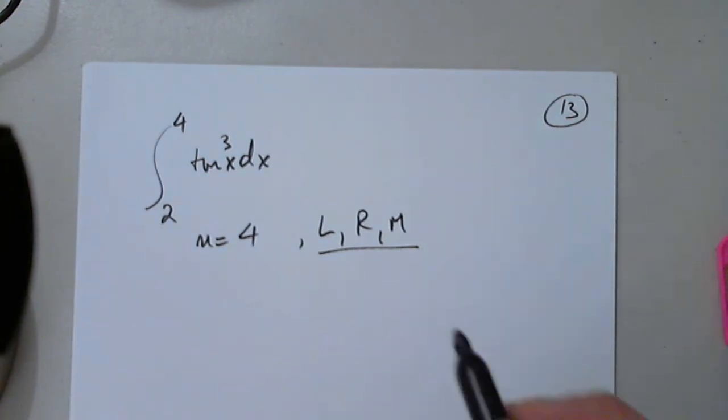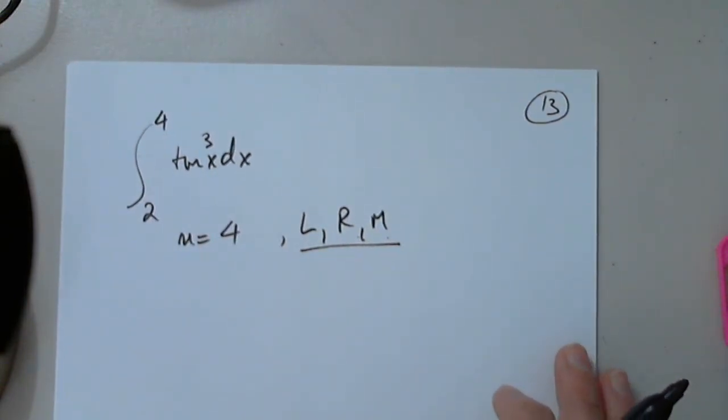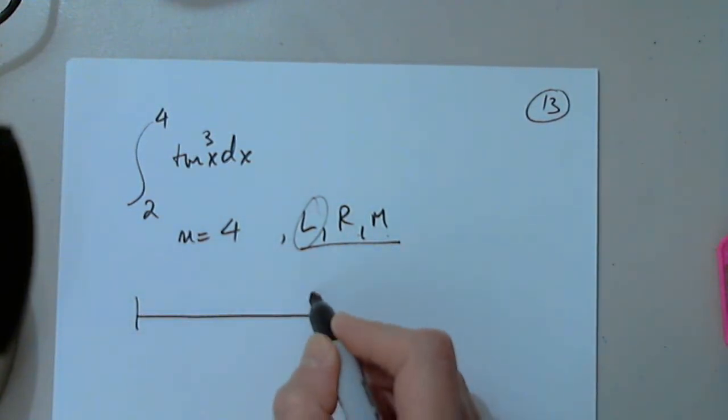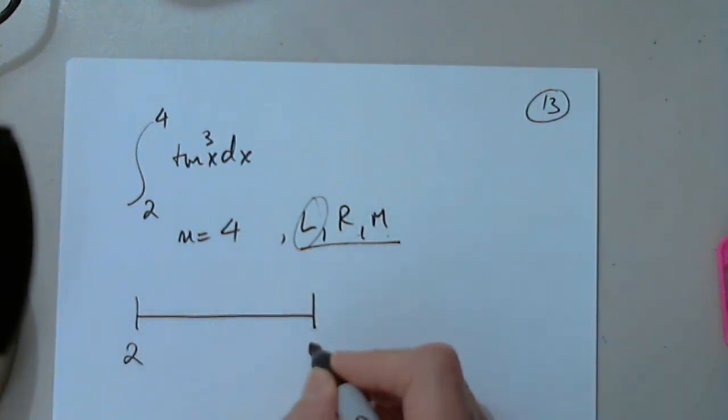We don't want to choose? Left, right, or midpoint? Can we do left? Say that again? Can we do left? Left. Very good. Okay. So first I have to illustrate the interval, which is between 2 and 4.